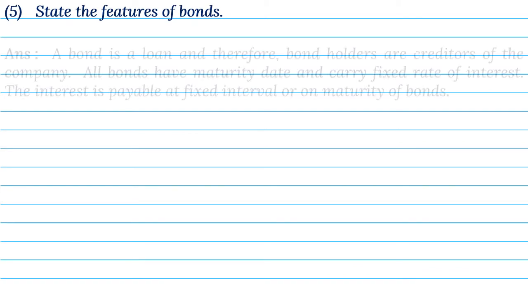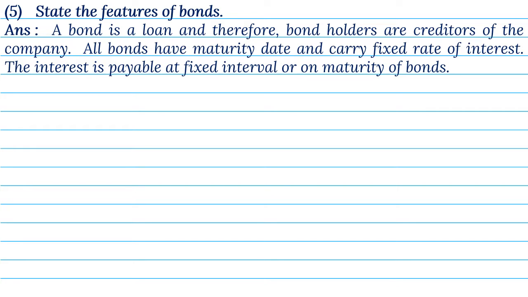5. State the features of bonds. Answer. A bond is a loan, and therefore, bondholders are creditors of the company. All bonds have maturity date and carry fixed rate of interest. The interest is payable at fixed interval or on maturity of bonds.